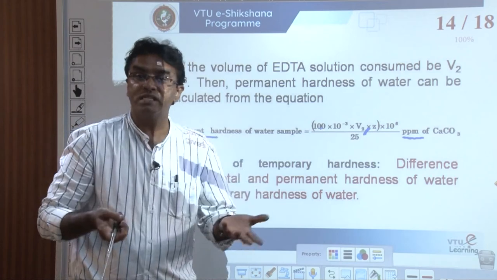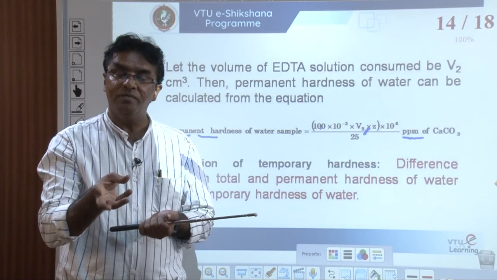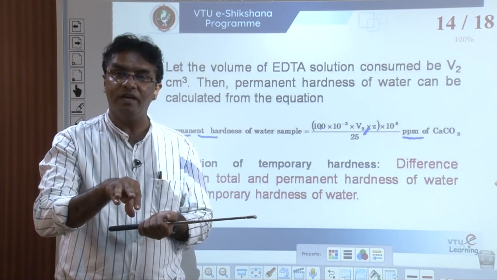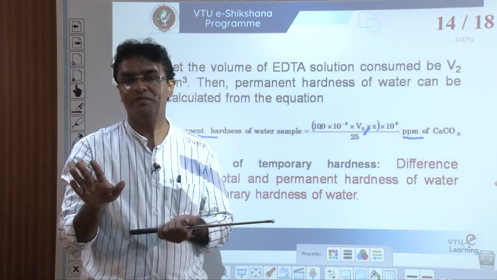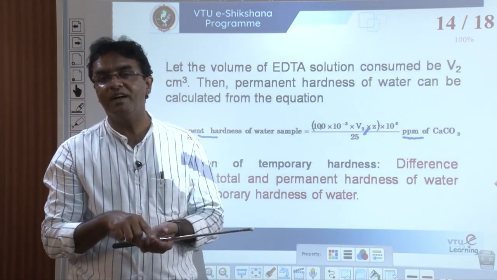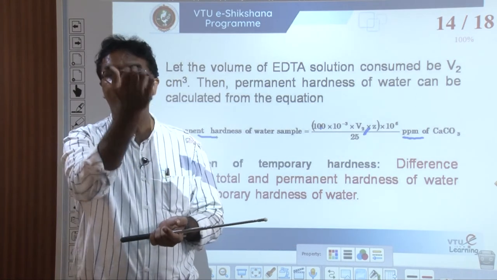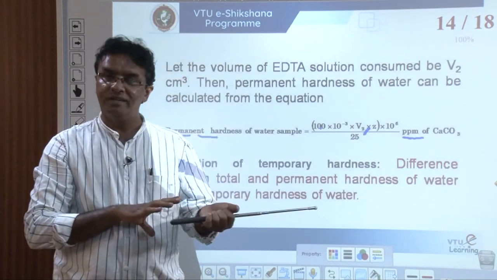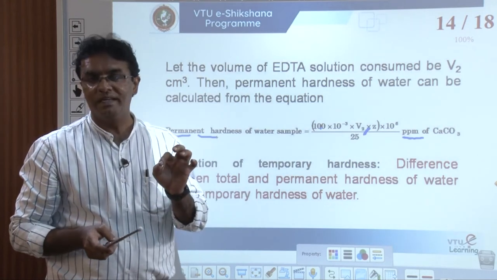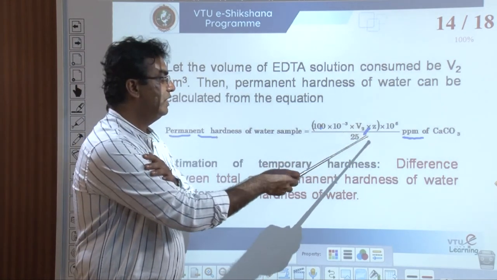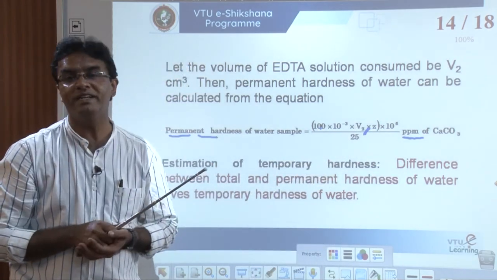Why it is called as permanent hardness? Because we take the water sample, boiling it for half an hour. After boiling it for half an hour, as all of you know, bicarbonates of calcium and magnesium will be decomposed. Only chlorides and sulfates of calcium and magnesium will be left out in the filtrate. That filtrate we are titrating against the disodium salt of EDTA solution. Thereby we are getting the result V2 cm cube. Putting this V2 cm cube here, we are calculating the hardness. Therefore, it is called as permanent hardness.